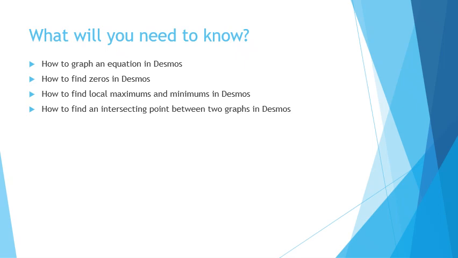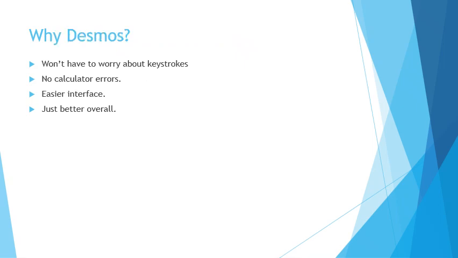Now, what will you need to know after today's lesson? You will need to know how to graph an equation in Desmos, how to find the zeros of any equation in Desmos, how to find local maxes and mins, and also an intersection point between two graphs or lines in Desmos as well. I'm going to go over all of that today with tons of examples.